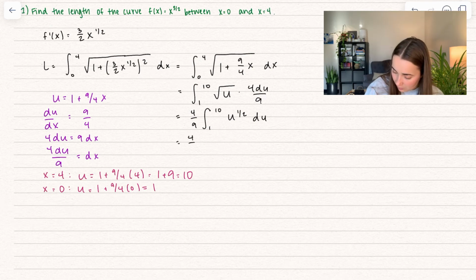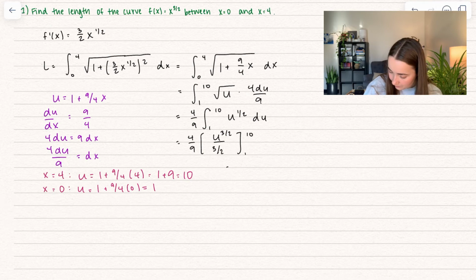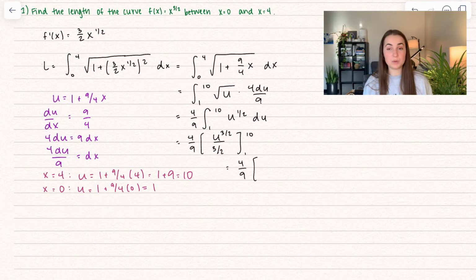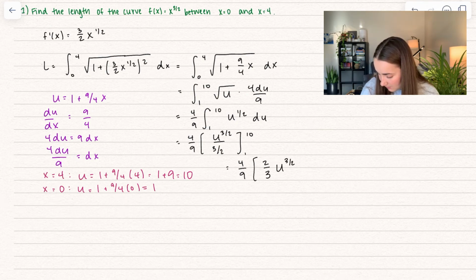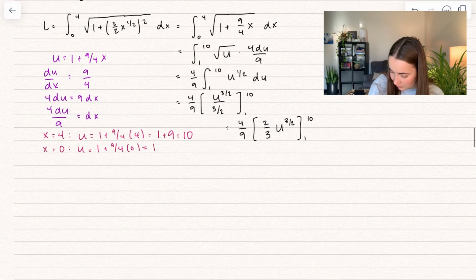So here that constant multiple hangs out. We add 1 to the exponent, 3 halves, and we divide by that new exponent. And we're integrating this between 1 and 10. I'm going to write it one more time. When we divide by a fraction, we multiply by the flip. So that becomes 2/3 u to the 3 halves between 1 and 10. So here, let's go ahead and plug in upper minus lower. And I'm going to do that over here.